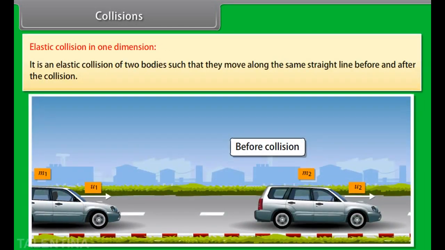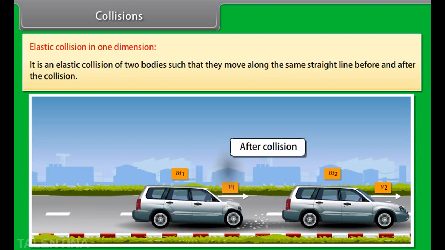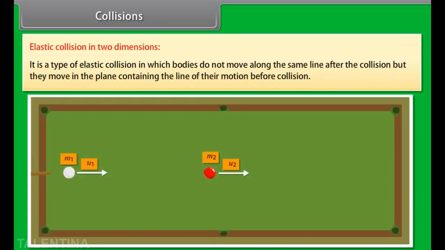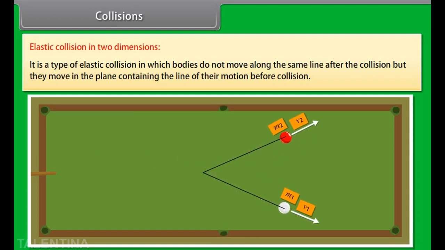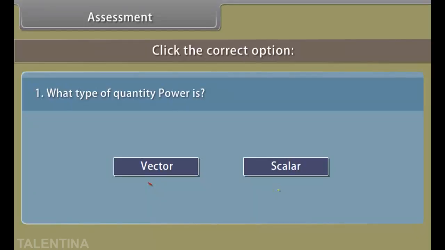Elastic collision in one dimension. It is an elastic collision of two bodies, such that they move along the same straight line before and after the collision. Elastic collision in two dimensions. It is a type of elastic collision in which bodies do not move along the same line after the collision, but they move in the plane containing the line of their motion before collision.